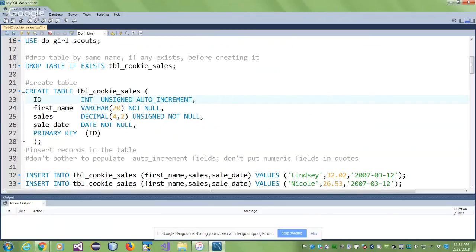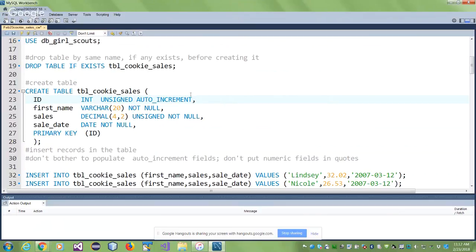For the rest of the fields, there is a first name, which is varchar 20. There is a sales data, which again I've made decimal 4,2. These are just cookie sales, so 2 places before, 2 after the decimal. So $99.99 is the maximum that can go. I've said unsigned with it because sales can never be negative. And then the sale date is a date variable. For your information, there is a date time type also, where you can have the date and the time also.